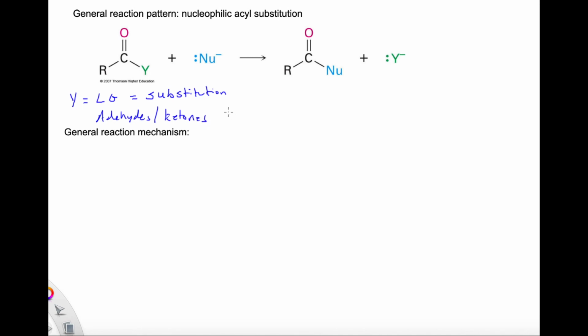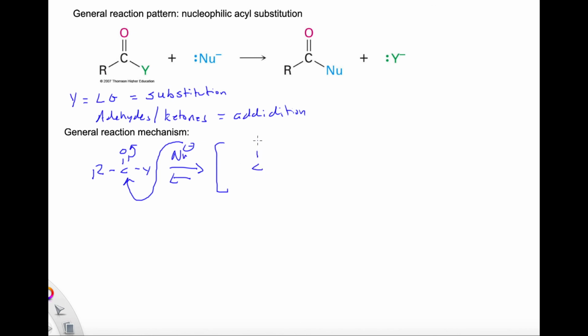Aldehydes and ketones, of course, remember, don't have that, and so they're going to undergo addition. And remember, the exception is the Cannizzaro reaction. So if we look at the general reaction pathway that we see here, what we see is that we have some nucleophile that's going to come in, right, and it's going to attack the carbonyl carbon, and it is going to give us this tetrahedral intermediate.